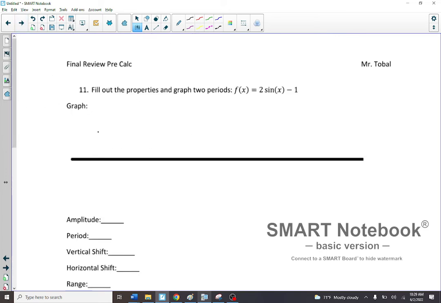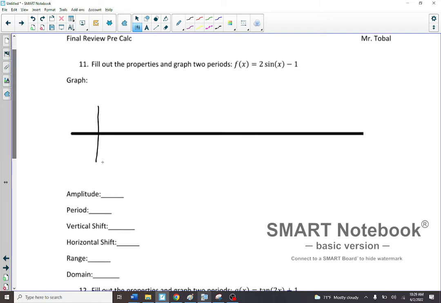Fill the properties for this graph. 2 sine x minus 1. So the amplitude, because this is 2, is 2. The period, no change, so it's going to be a standard 2 pi. Vertical shift, you're going to go down 1, or -1 you could put. Horizontal shift, you're not moving anywhere, so 0 or no. The range, so it's going to go as high from -1 plus 2.